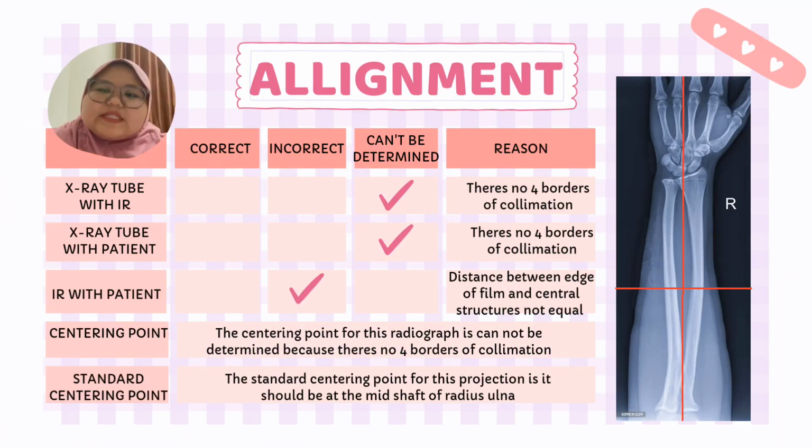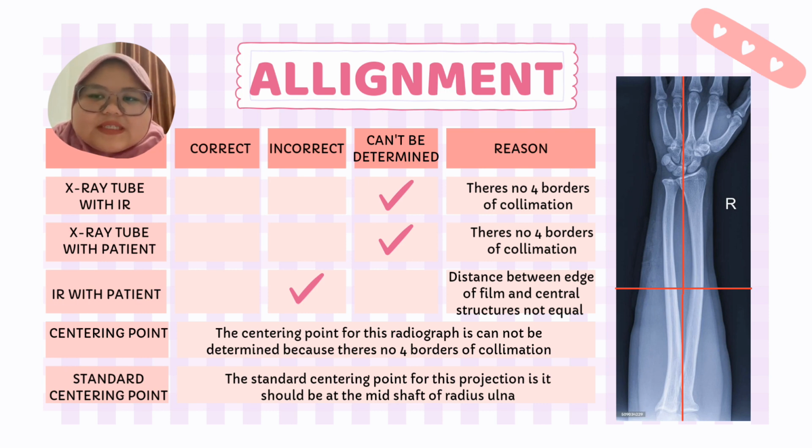The alignment for this radiograph, for the first one, is the X-ray tube with image receptor. X-ray tube, which represents 4 borders of collimation, and image receptor, the edge of the film, cannot be determined as there are no 4 borders of collimation present in this radiograph. Second, X-ray tube with patient, which is 4 borders of collimation with central structure, also cannot be determined as there is no 4 borders of collimation.